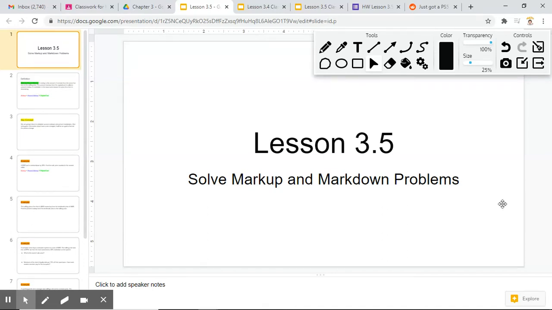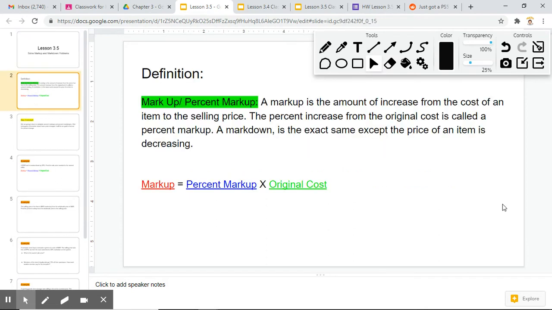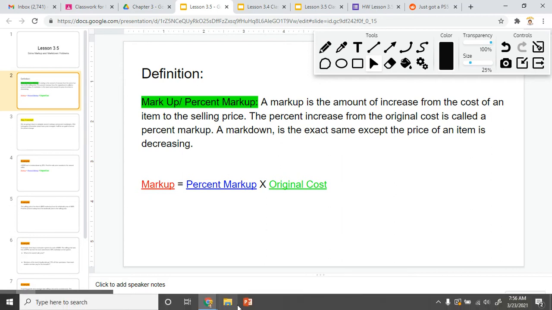Hello class, today we're going to be going over lesson 3.5, how to solve markup and markdown problems. So you might be asking yourself now, what is a markup? A markup is the amount of an increase from the cost of an item to the selling price. Basically, if a store were trying to find the markup price, it would start at a certain price and they increased that price, the markup is how much they increased it by.